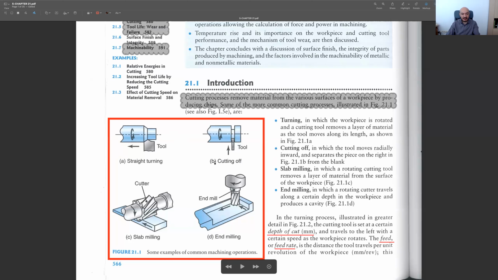And here you see some common examples. The first one is called straight turning. We have a tool here, and this tool is moving, as the name implies, in a straight manner from right to left. And depending on the required dimensions, your tool may go into this workpiece a little bit, and at the same time, this part is rotating.